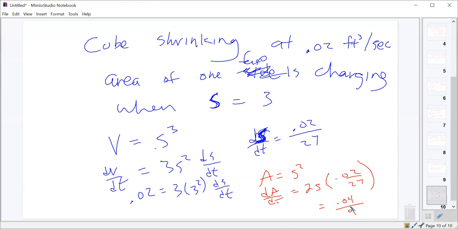A multi-step related rate might happen to show up. Any questions there on that one? Does that make sense? Other questions people might want to talk about? Anything else? Otherwise, we'll do some free response.